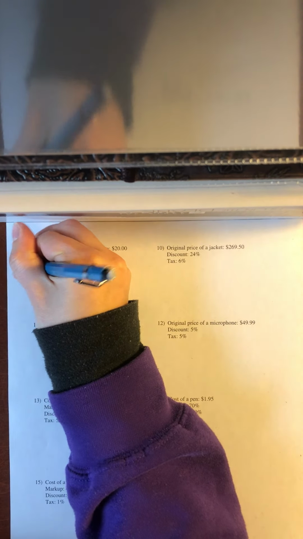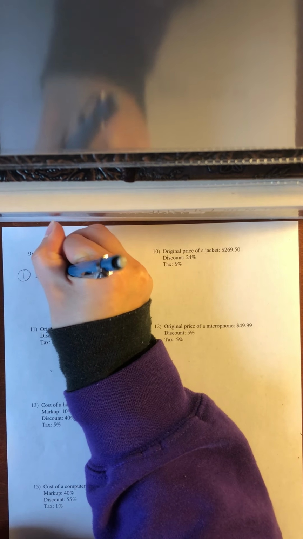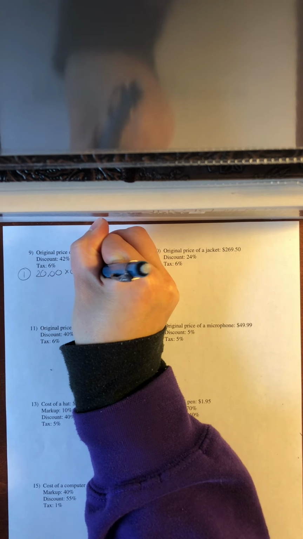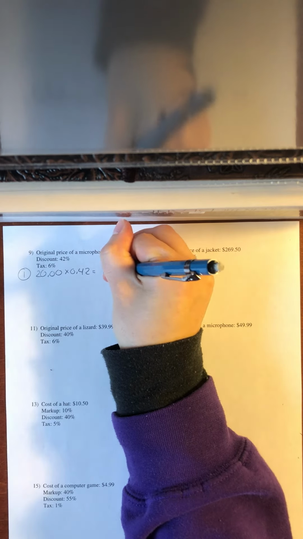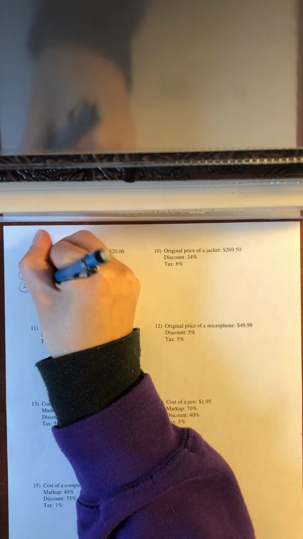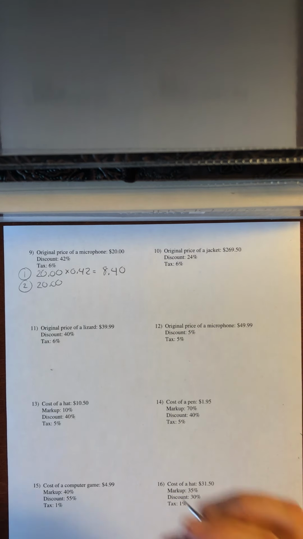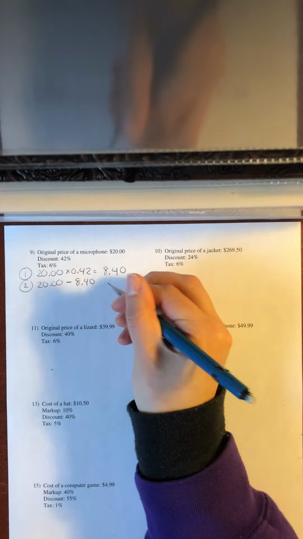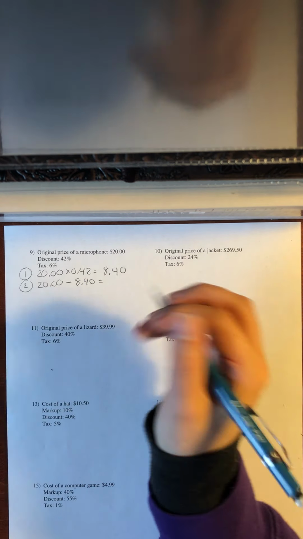So step 1 is we will take the cost of the microphone, which was $20, and multiply it by 0.42 to figure out what the discount is. And when you do that, you'll get $8.40. Now we're going to take that cost of the microphone. Since it's a discount, we'll subtract $8.40. We'll subtract our discount, and we'll get $11.60.